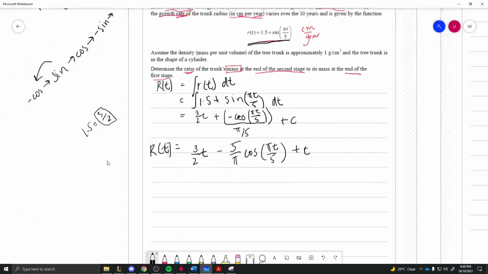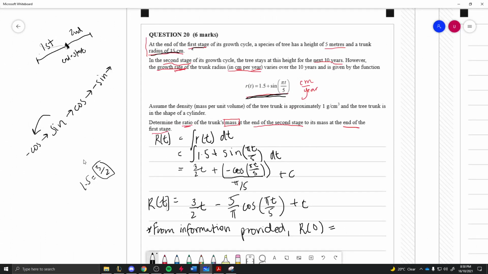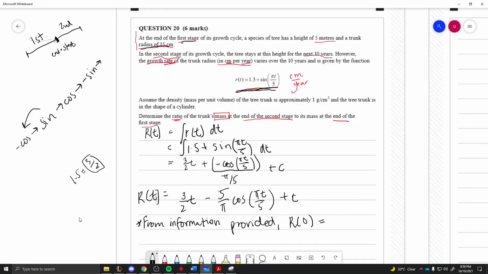So let's consider that. Let's just put a little note: from information provided, r at time equals 0 is equal to, what was it? 15 centimeters. Now remember, it's going to be the radius, because that's what we're working with here. And even though you've integrated, you're still using radius. And make sure it's in centimeters. So this is given as 15 centimeters. I'm going to erase that a bit so this underline is more visible, but 15 centimeters is what we're using.